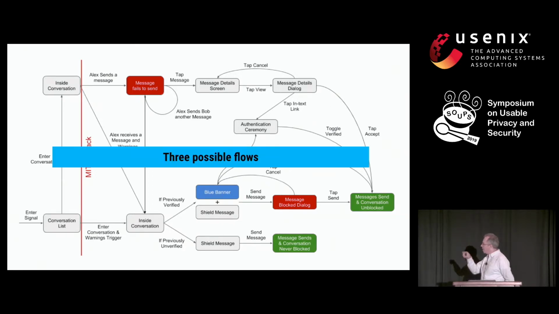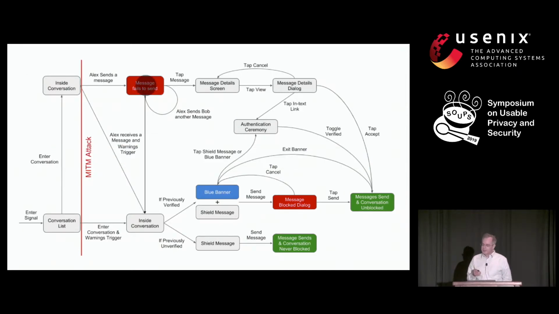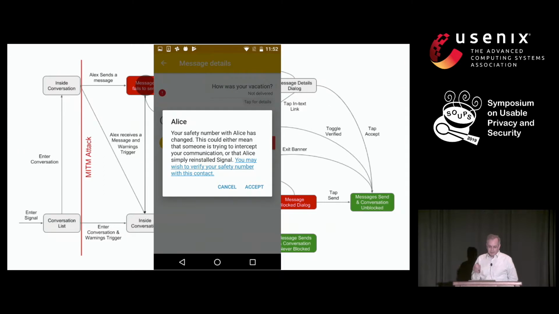If you walk through this, there's actually 3 different scenarios in which you can get to the authentication ceremony. There is this top path, which happens in certain situations, and then your message is not delivered. It's like your cell phone connection was broken. There's a little warning there, and if you click on that warning, it says your safety numbers with Alice have changed. This could mean that someone is trying to intercept the communications, or it could be that Alice simply reinstalled Signal. It gives a link to the authentication ceremony, and then these accept and cancel buttons. So that's one flow through here.